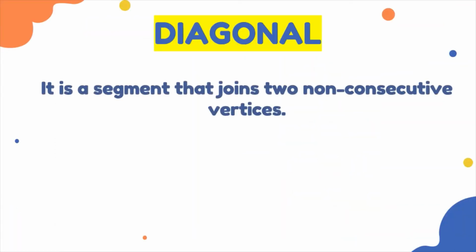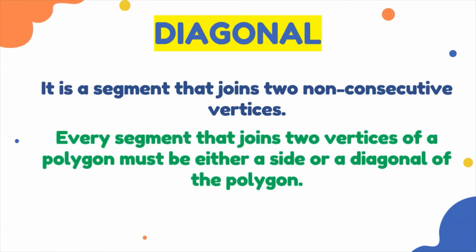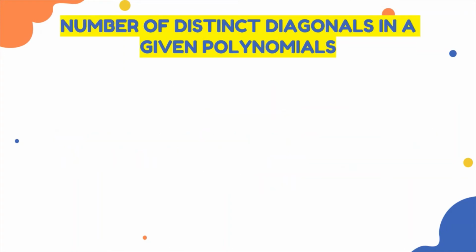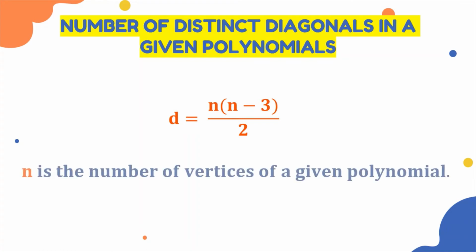Ano ba yung diagonal? It is a segment that joins two non-consecutive vertices. Every segment that joins two vertices of a polygon must be either a side or a diagonal of the polygon. So, this is the formula. How do we get or find the number of distinct diagonals in a given polygon? For example, this one. This is the formula. D for diagonal equal to n, the number of vertex, times n minus 3 over 2.